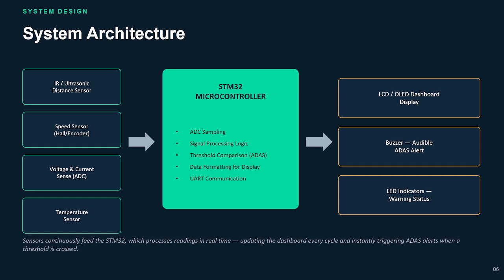So this is the overall architecture. You can see how all the sensors are connected here. That's the distance sensor, the speed sensor, and the voltage and current sensor, sensing all that and feeding the information into the STM32. The STM32 does all the processing: sampling through the ADC, running the logic, comparing the values to the thresholds, and then sending output to the display, the buzzer, and the LEDs.